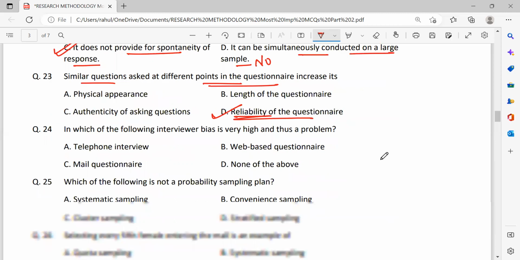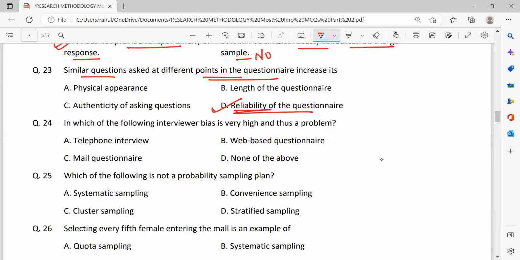Okay. Question number 24. In which of the following is interviewer bias very high? Web-based questionnaire, no biasing. Mail questionnaire, no biasing. But in a telephonic interview, maybe biasing would be there, right? So there are more chances of biasing in a telephonic interview. Option A is the correct answer.